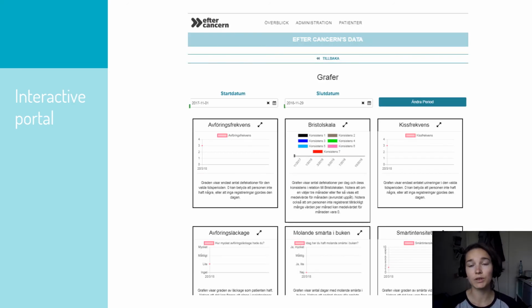And this is how the nurses could then view the data that the patients would collect. These squares or boxes could be extended to graphs, and the nurses could look at it over time and how the symptoms were changing over time.